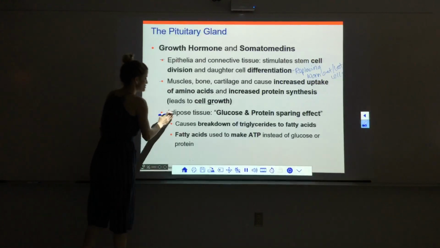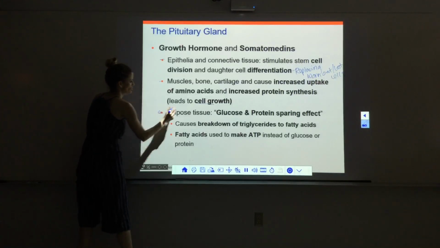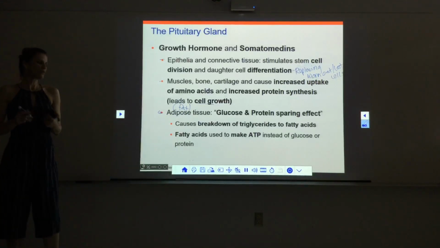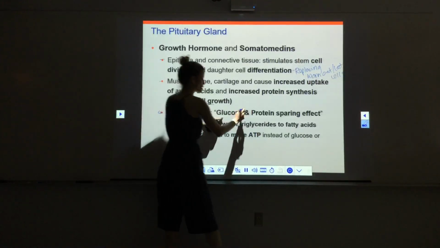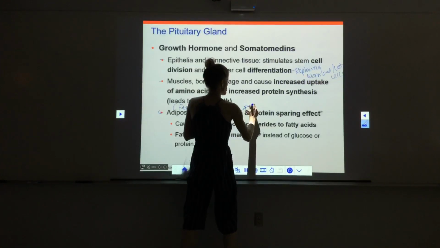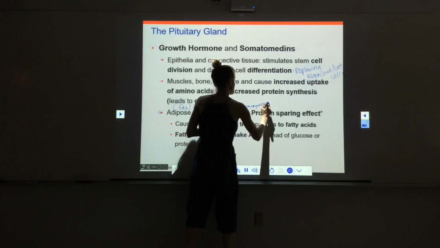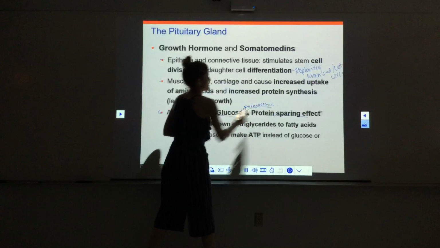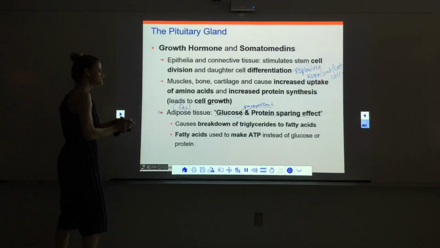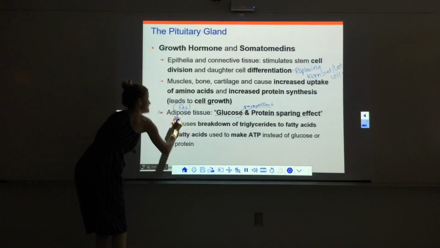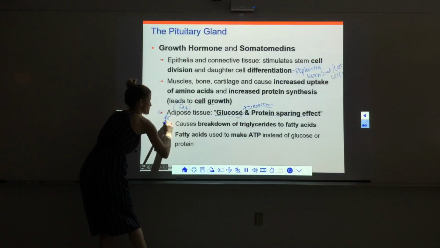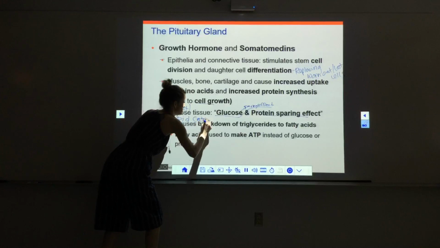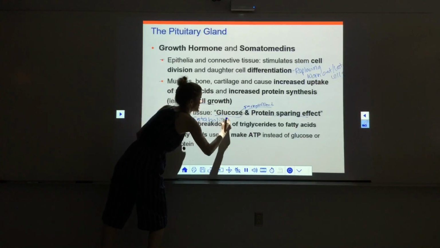It goes to adipose tissue. What's adipose tissue? That's your fat. And in the fat, it has what we call, these are two different things, a glucose sparing effect, and you could say it has a protein sparing effect. What this means is that essentially it causes lipid catabolism. What is catabolism?